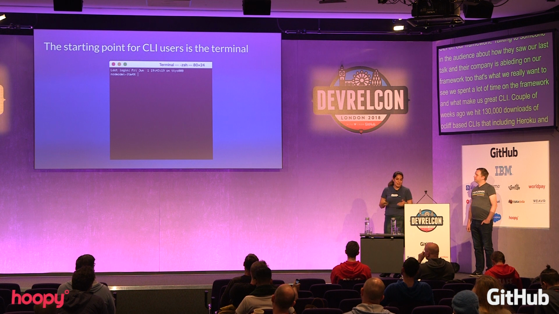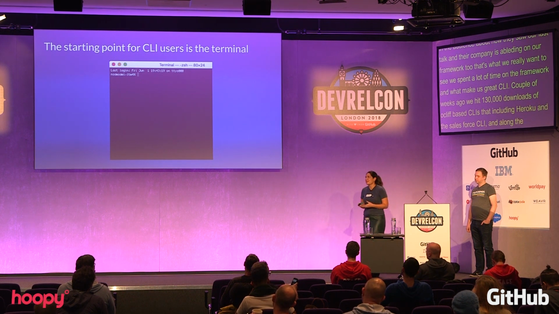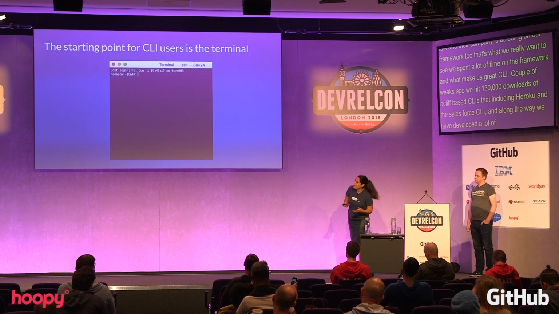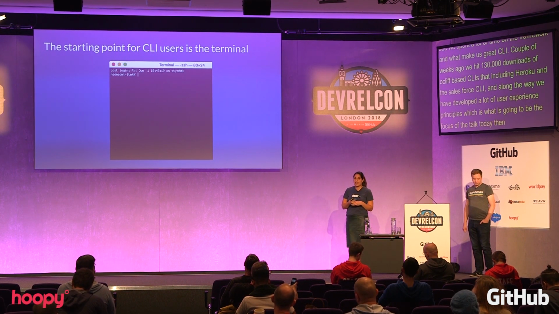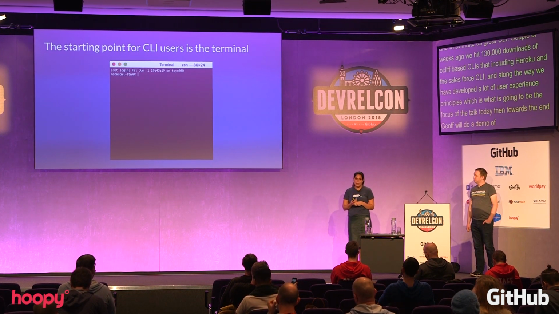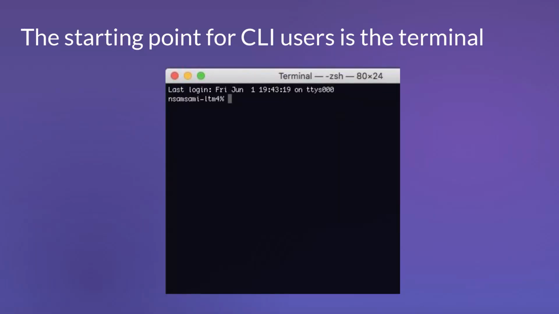And along the way, we've developed a lot of user experience principles, which is what is going to be the focus of the talk today. And then towards the end, Jeff is going to do a demo of building a very simple CLI using the Oak framework. So the starting point for CLI users is the terminal. And so here we see the terminal. It's very simple. It's basically blank.